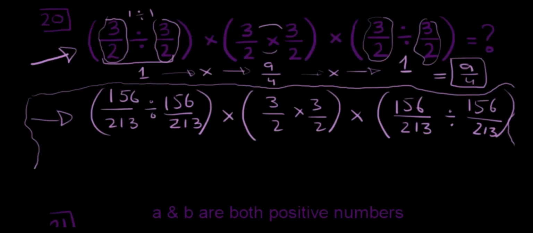It's 156 out of 213 divided by the exact same thing. They just cancel out each other. Again, they just cancel out each other. It's a 1. So the only thing that you're looking at is this part, which is 9 over 4, just like in this question over here.